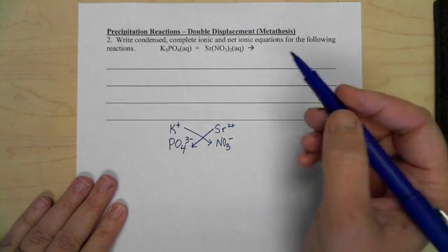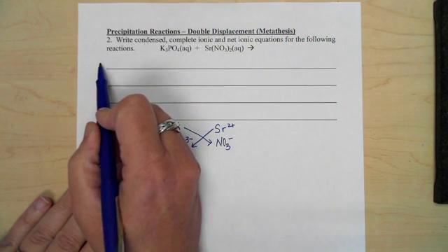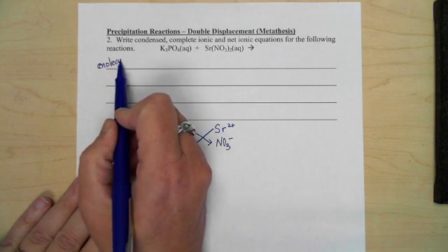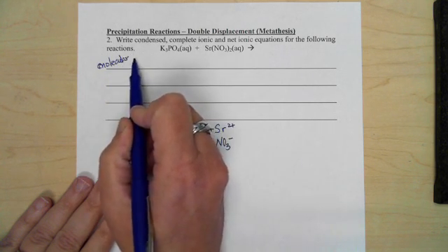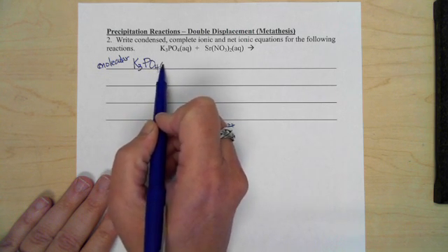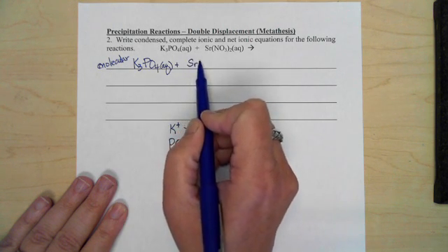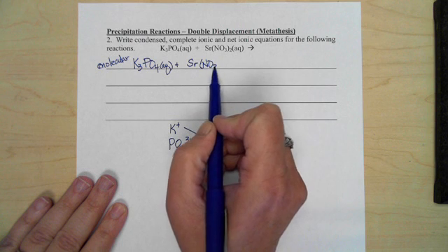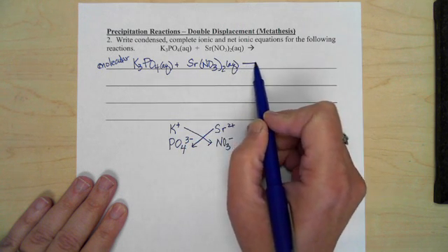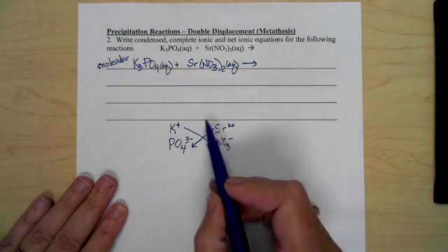So we'll rewrite the initial species, and this is our molecular or condensed equation, and it's going to be K3PO4 aqueous plus Sr(NO3)2 aqueous yields. And here's where our products come in. We're going to switch partners.